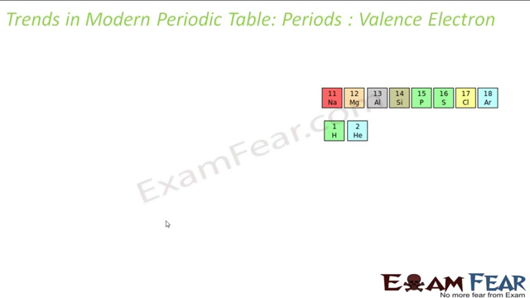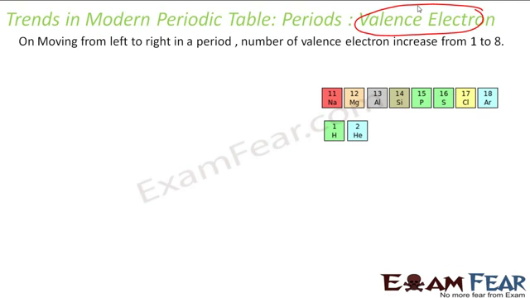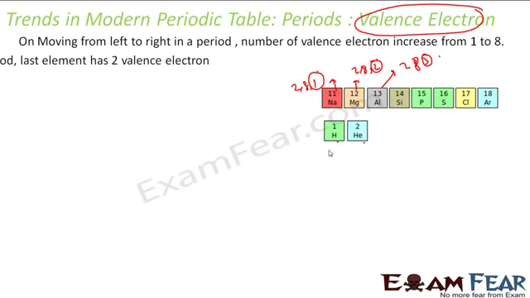The first is the valence electron for a particular period. On moving from left to right, the valence electrons increase from 1 to 8. For example, this element has 1 valence electron because its electronic configuration is 2, 8, 1. This one is 2, 8, 2, so the valence electron is 2. This one is 2, 8, 3, so the valence electron is 3. Similarly, the number increases by 1. If you take this period also, it is 1, it is 2. So the number of valence electrons increases from 1 to 8. That's the behavior we see when you go from left to right.